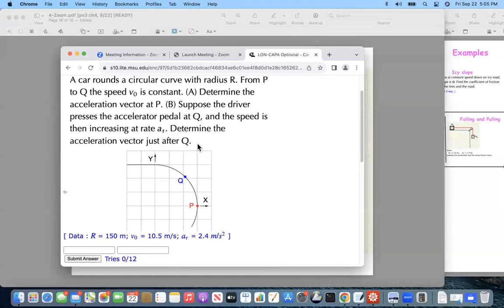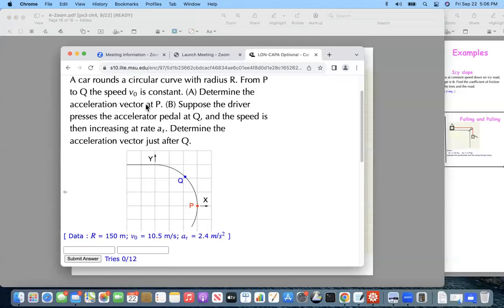A car rounds a circular curve with radius r. From P to Q, the speed is constant. What's the acceleration vector at P? And now part B, suppose the driver presses the acceleration pedal at Q, the speed is then increasing at a rate a sub tau, that's tangent to the circle. What's the acceleration vector just after Q?